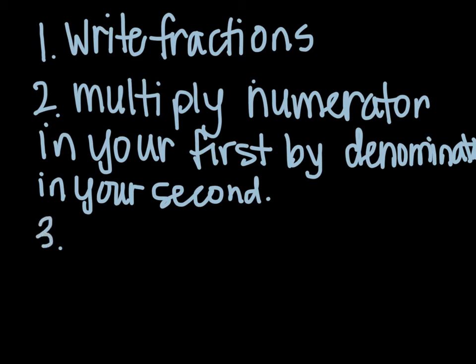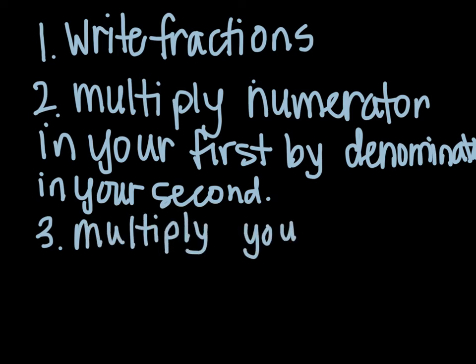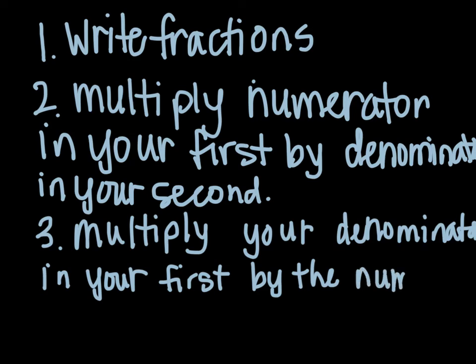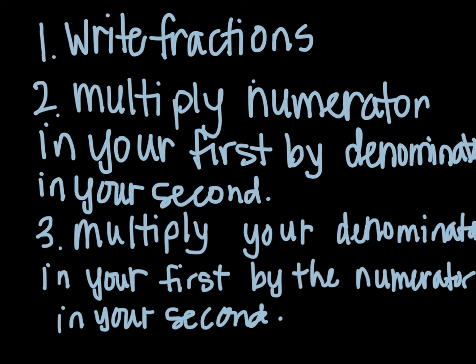Step 3, you're going to multiply your denominator in your second, in your first by the numerator in your second. And then again, write that answer right underneath your second fraction. Then you compare. Those are your steps to solve.